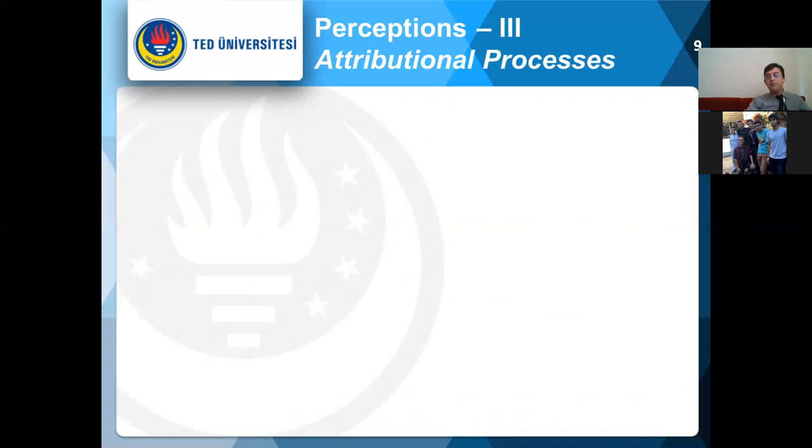Given that our perceptions influence the way our relationships form and are maintained, we also have ways of explaining the behaviors of ourselves and of our partners, which we call attributional processes. Let's first remember what attributions are. Attributions are our explanations for the behaviors of ourselves and of our partners. So an attribution involves a cause, and this cause is subjectively judged by the person to explain the behavior of the self and the partner.